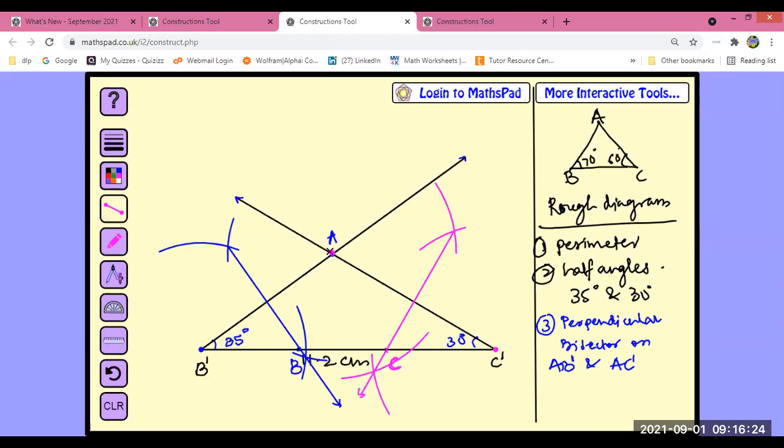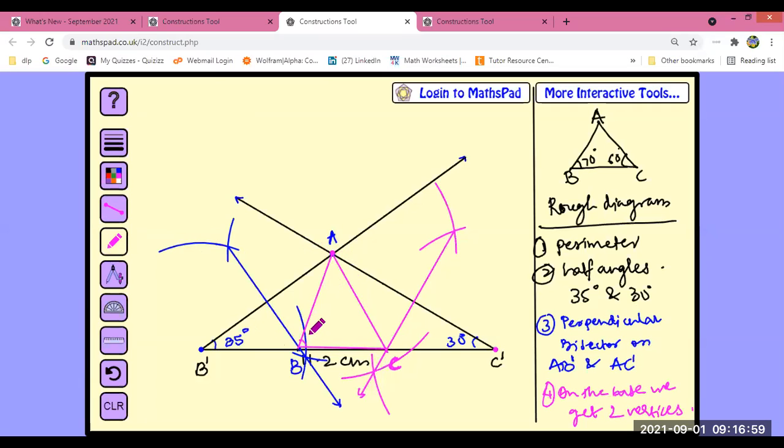And now join AB and AC. That completes the construction. So 4th point, when you draw the perpendicular bisectors on the base, we get the other 2 vertices. And joining them, we get the triangle. So see that triangle ABC, the pink triangle is our construction. The main one. That's the answer.